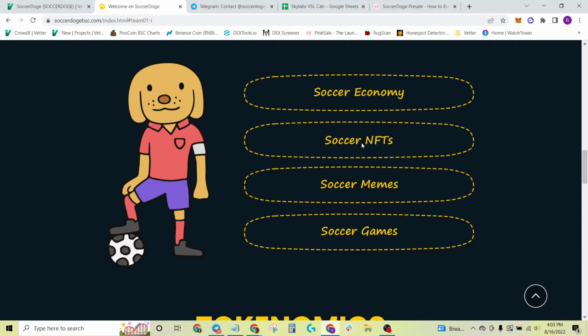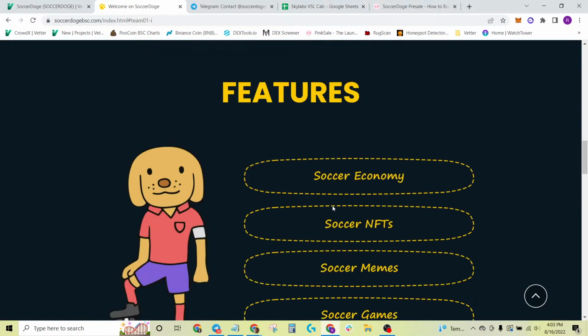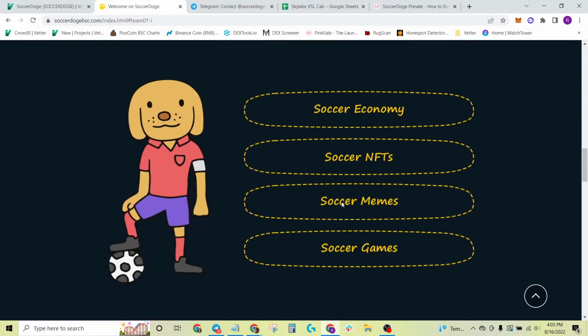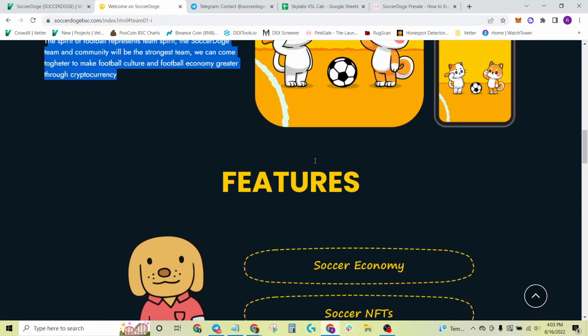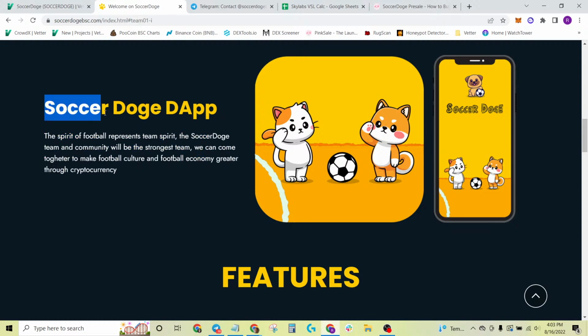So we've got soccer economy, soccer NFTs, soccer memes, and soccer games. That's kind of interesting. I haven't talked about this a lot lately, but one of the things I'm looking for is continuity. What I mean by that is I want to make sure that the language they're using in the white paper is the same as on the website, and the same as in socials. This threw me off because right here, it's called Soccer Doge, but right here, the spirit of football.